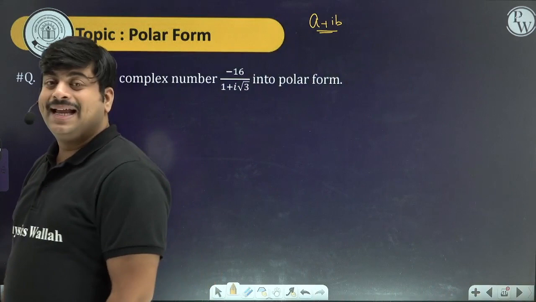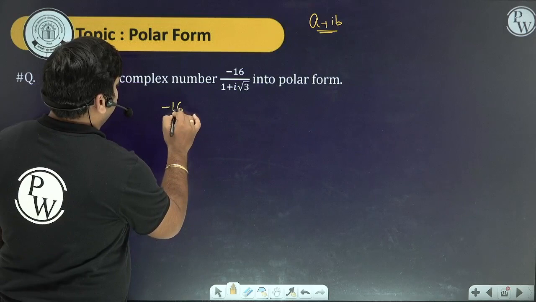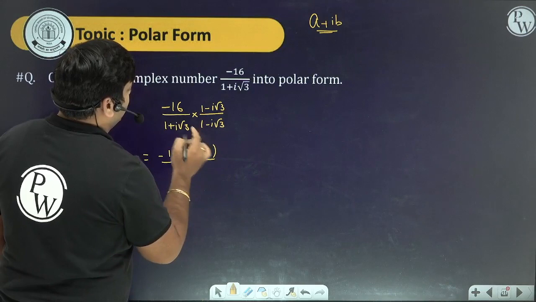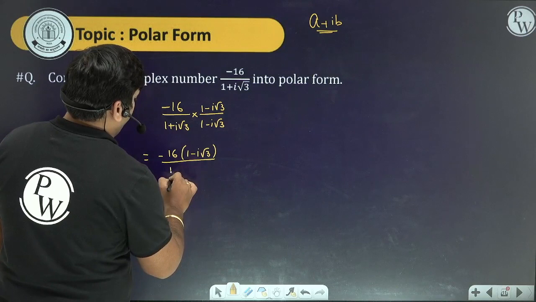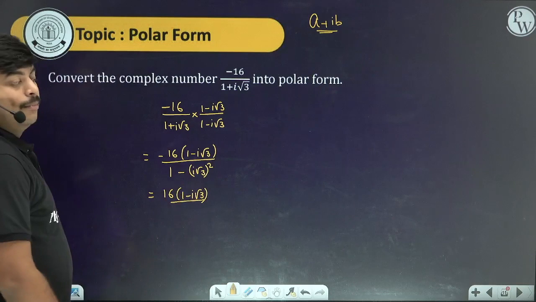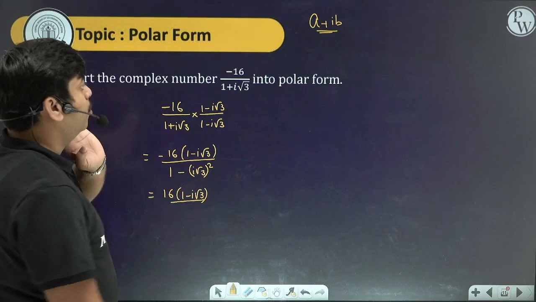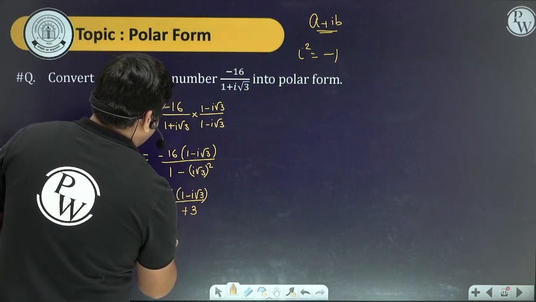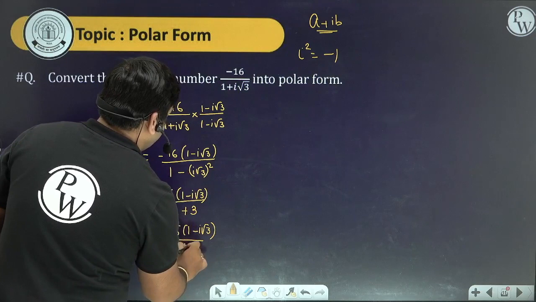So minus 16 by 1 plus i root 3 into 1 minus i root 3 by 1 minus i root 3. So minus 16 into 1 minus i root 3, and the denominator is a plus b into a minus b, a square minus b square. So 1 square minus i root 3 whole square. So 16 into 1 minus i root 3 by 1 plus 3. Why plus? i square is minus 1. I told you many times, i square value is minus 1, so minus i square will give you plus 1. So that becomes 1 plus 3, which is 4. So 4 ones are 4s. That will give you 4 into 1 minus i root 3.